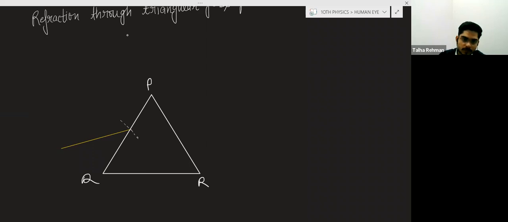This is the normal. So what will happen, here is air and this light ray is going from air to glass. Basically, here will be the glass medium, and here will be the air medium. So air is the rarer and glass is the denser. So the light ray is going from rarer to denser. It will bend towards the normal.